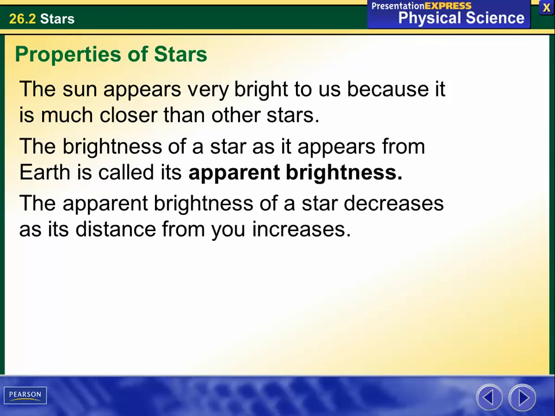The brightness of a star as it appears from Earth is called its apparent brightness. If I ask you which star has the greatest apparent brightness, you would say the sun, because it is closest to the Earth. As distance increases, apparent brightness decreases, because you're farther away, so it just appears more dim. That doesn't mean the star itself is dimmer. There are plenty of stars out there much brighter than the sun, but the sun is the one closest to us, so it appears to be the brightest to us.